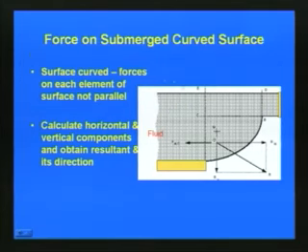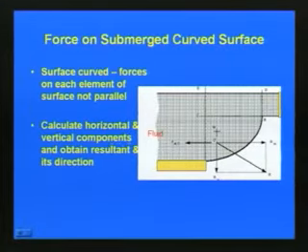So, we want to determine the resultant force acting on the gate with respect to this fluid above the gate, and then we want to find its location, where the resultant force is acting. Here the surface is curved, so forces on each element of surface are not parallel, as we have seen in the case of a vertical or horizontal surface. So, we have to take the horizontal component and the vertical component.